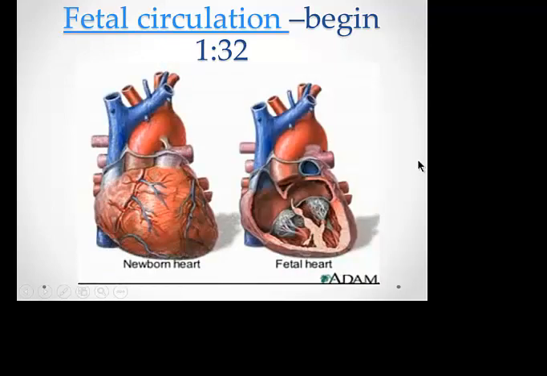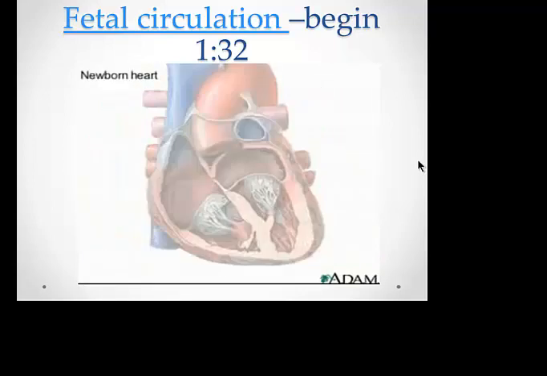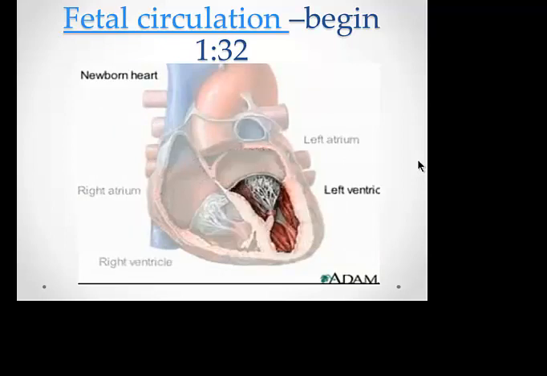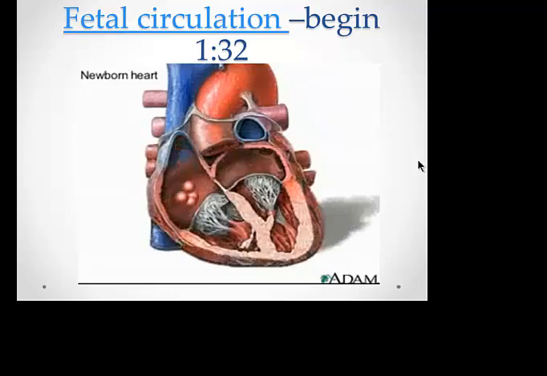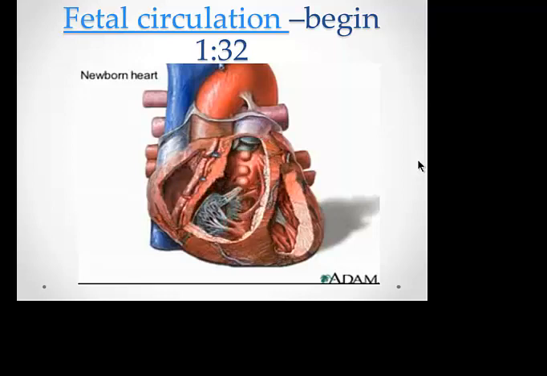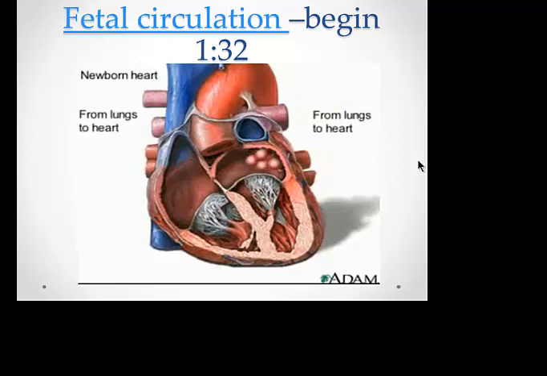Here's a newborn heart on the left. Let's take a closer look. There's the right atrium, right ventricle, left atrium, and left ventricle. The two major blood vessels are the aorta and the pulmonary artery. The pathway of blood in a newborn heart works like this. Oxygen-poor blood from the body enters the right atrium, then goes to the right ventricle. From the right ventricle, the blood is pumped to the lungs, where it becomes oxygen-rich. Then, the blood flows back to the heart, filling the left atrium, and from there, onto the left ventricle. The left ventricle pumps the oxygen-rich blood through the aorta, which carries it to the rest of the newborn's body.